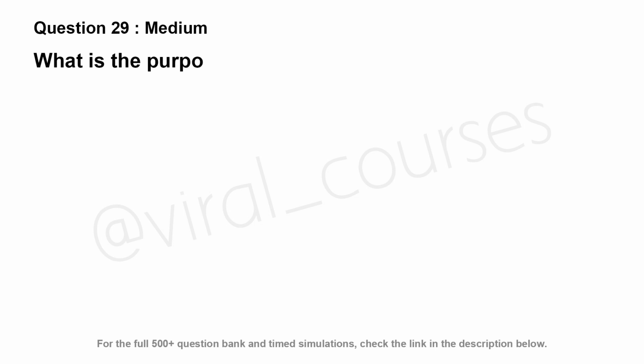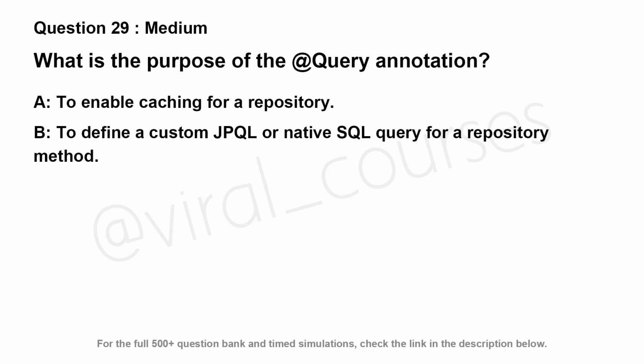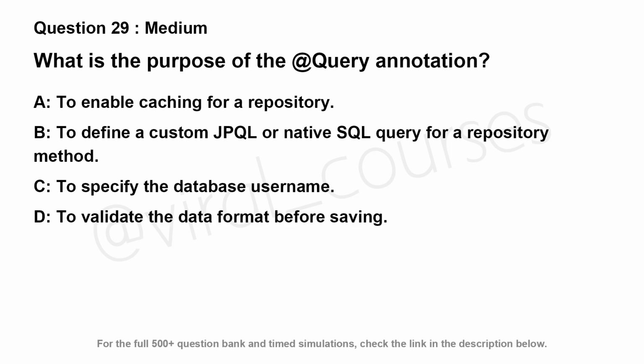What is the purpose of the @Query annotation? Option A. To enable caching for a repository. Option B. To define a custom JPQL or native SQL query for a repository method. Option C. To specify the database username. Option D. To validate the data format before saving.